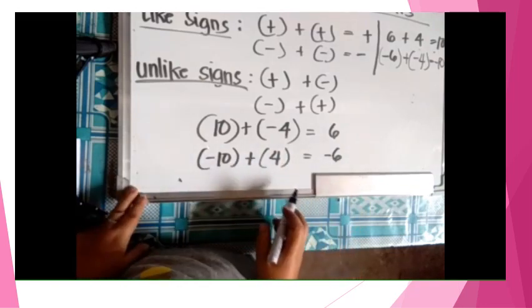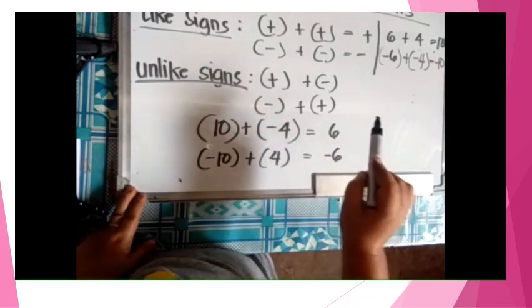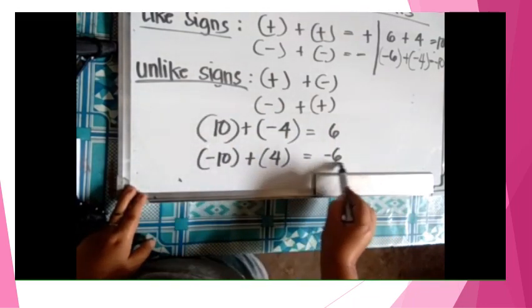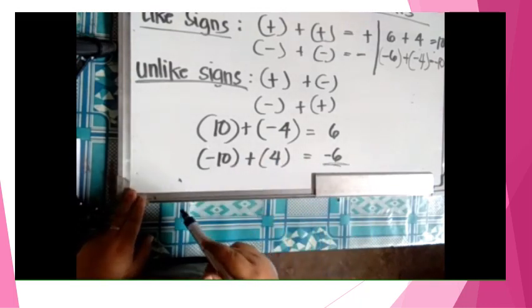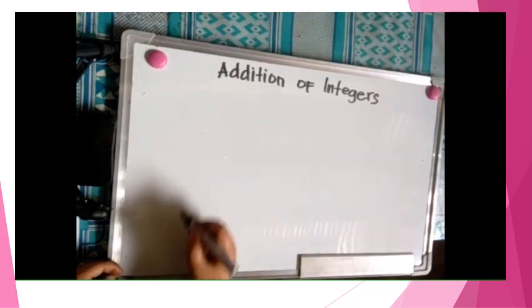So, nakita ninyo ang kalahian? Positive 10 plus negative 4 is equal to positive 6. But kung negative 10 plus 4, it is equal to negative 6. Nakita ninyo, class? Very good. Okay? So, let's have another example.